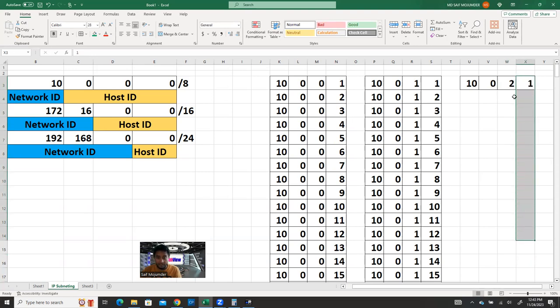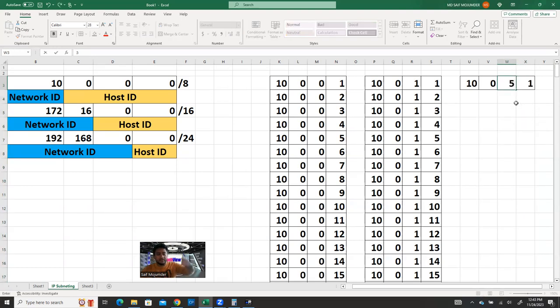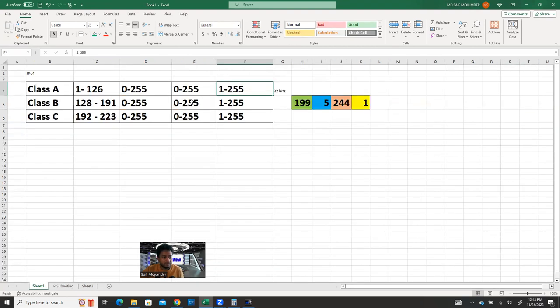After 255 is done, then you can come here and make it number 3, right? And then go up to 255, and then come here, number 4, right? And go up to 255, then come here, number 5, right? That's how we can increase the number. So all those are class A IPs, right? That's for sure. And 5 belongs to this, right? And the third octet, 0 to 255.